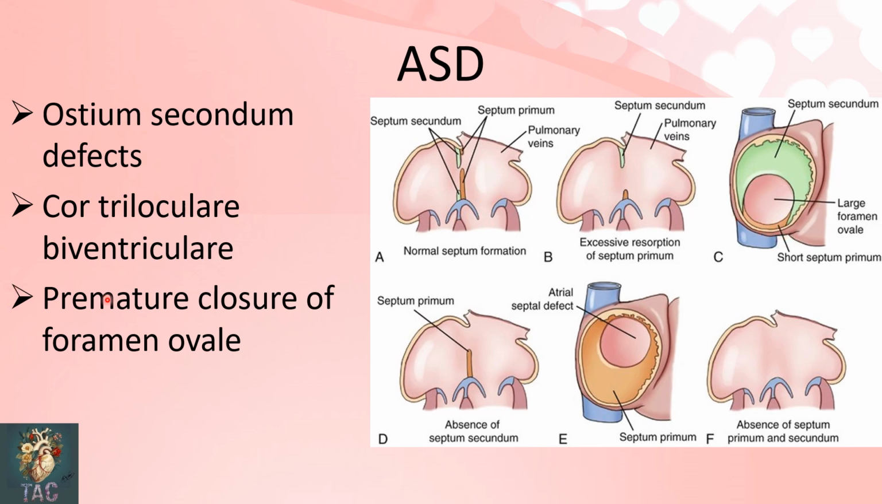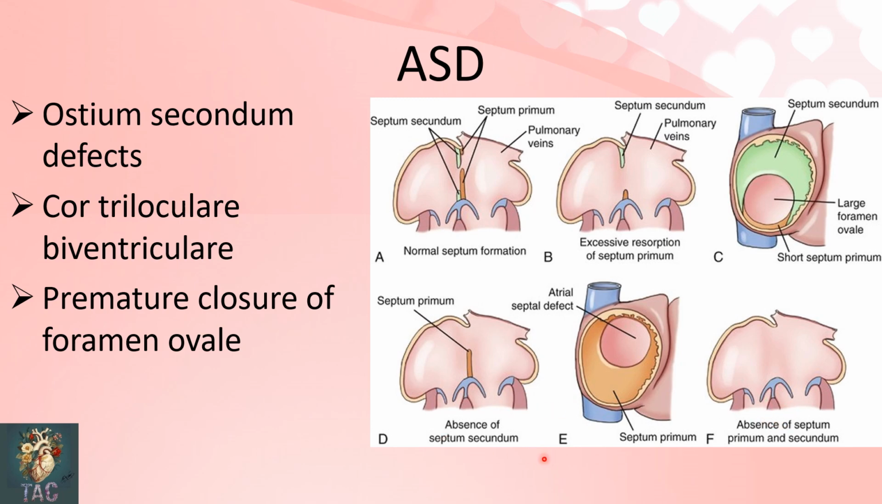Another anomaly is the cor triloculare biventriculare. In this condition, there is a complete absence of the septum primum and septum secundum. There is a common atrium and two ventricles. Cor means heart, triloculare means having three chambers, and biventriculare means having two ventricles. So in this condition, there is complete absence of septum primum and septum secundum, which form the interatrial septum, and there is a common atrial chamber with two separate ventricles. So this is the cor triloculare biventriculare.